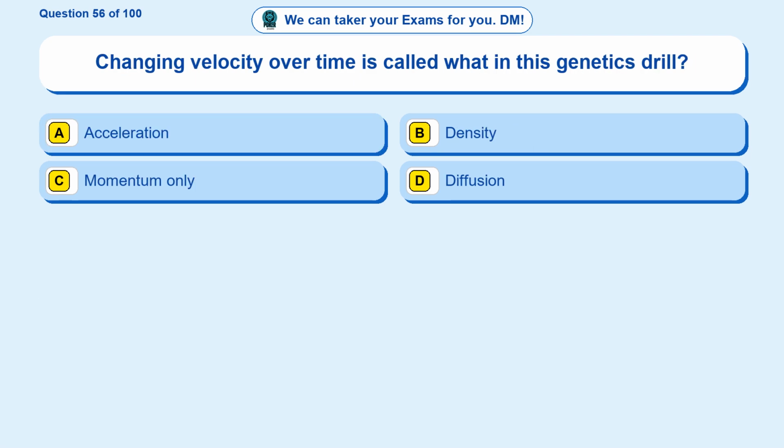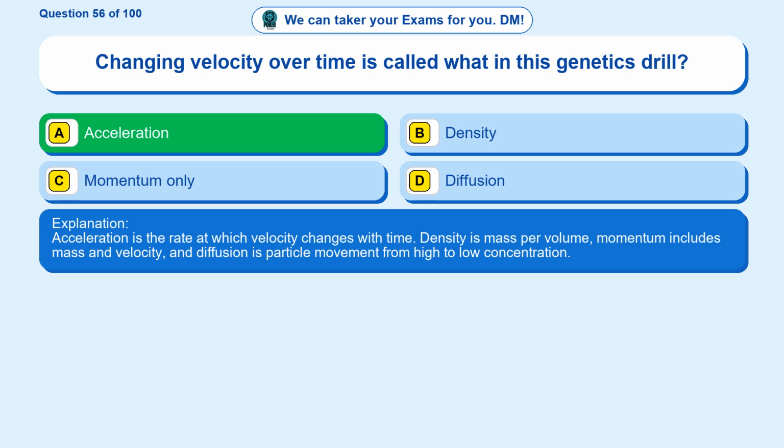Question 56. Changing velocity over time is called what in this genetics drill? Option A, acceleration. Option B, density. Option C, momentum only. Option D, diffusion. The correct answer is option A. Acceleration.